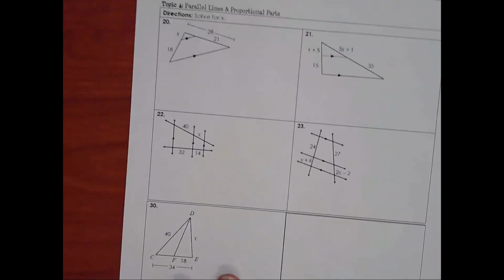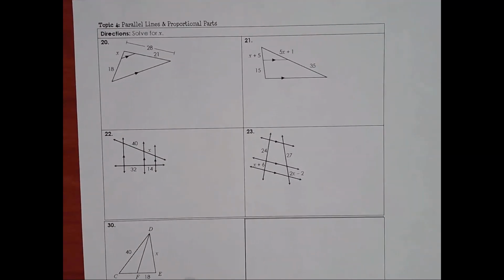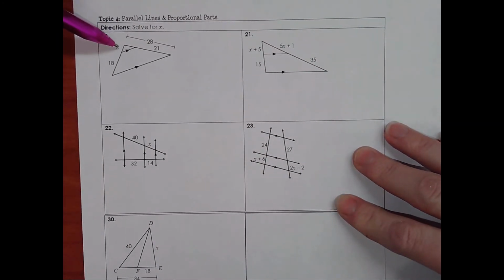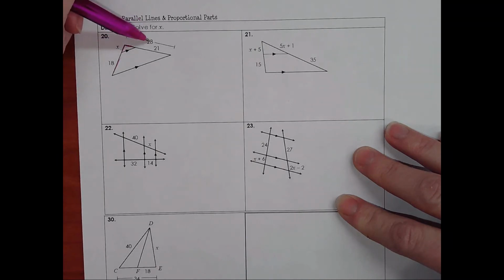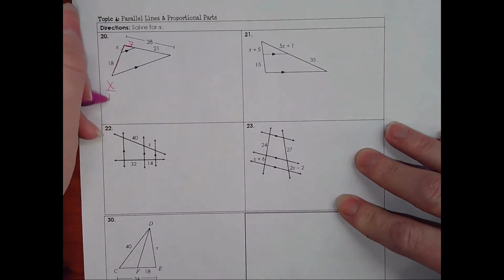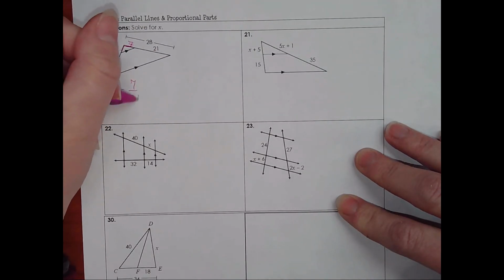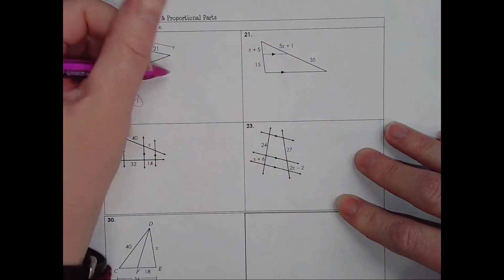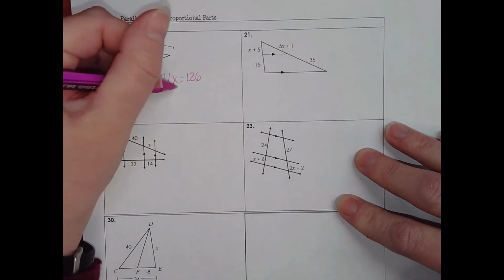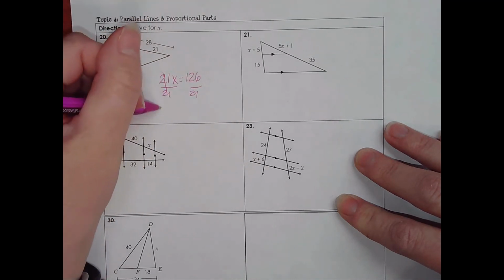The last ones are the ones that we just got done doing that you took a quiz over, and you're solving for an unknown, so you will have to set up a proportion. So for 20, you would do x over 18, but you need to know what this side length is because x and this side, when you set up your fractions, you have to know. That's why they give you the 28. 28 minus 21 is 7. So you're going to go x over 18 equals 7 over 21. And again, cross multiply, and you get 21x equals 126, and then divide by 21. And you get x equals 6.